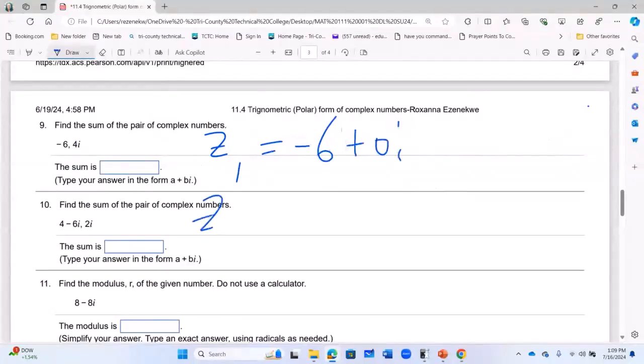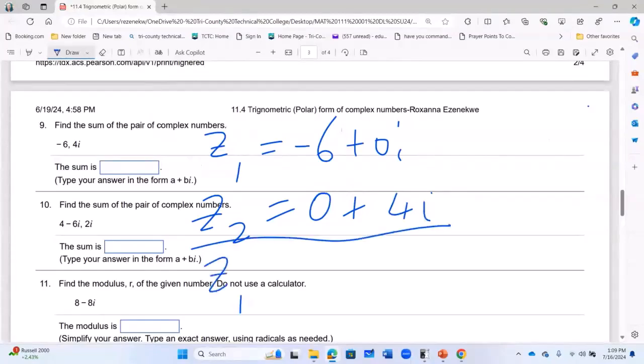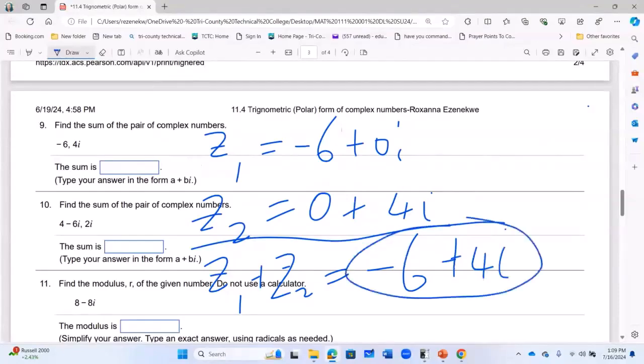I call Z2, put it in standard form. What I'm writing, you may think I'm taking time, but it helps you. Writing it in standard form helps a lot. 0 plus 4i. And then if I'm going to add them up, I have Z1 plus Z2, which is negative 6 plus 4i. Therefore, the sum is that.